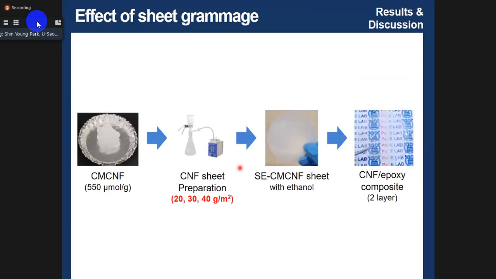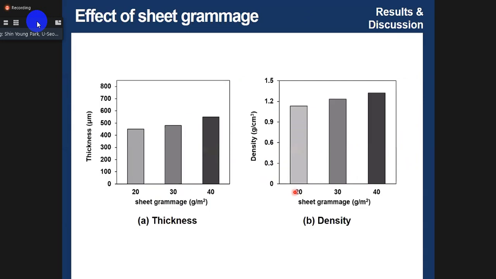Then we tried to see the effect of sheet grammage on the properties of the composite. For this, first we prepared CMCNF sheets with different grammage: 20, 30, and 40 GSM. Each sheet was solvent exchanged with ethanol, and the composites were prepared using these sheets. As with the previous composites, they were prepared by stacking two layers of each CMCNF sheet. These are the thickness and density of the composites with different CNF sheet grammage. It was shown that the thickness and the density of the composite increased as the sheet grammage increased.